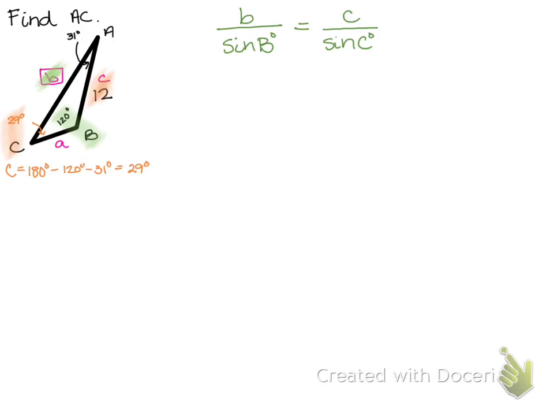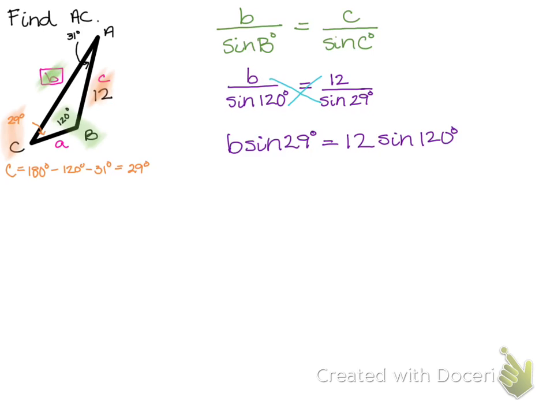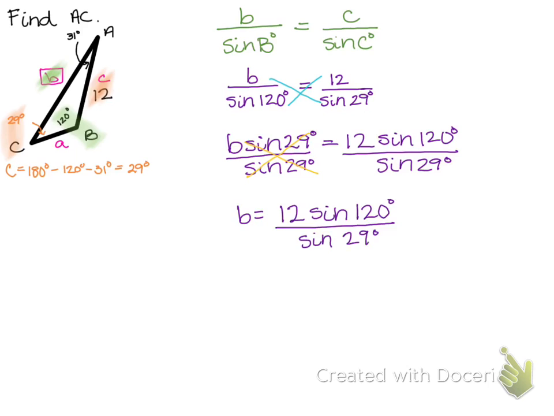Alright, so that's determining my formula. The next step is substitute and solve. So let's substitute what we know. Little b we don't know. Big B is 120. Little c is 12 and big C is 29. So we substitute our values in. Now we're going to cross multiply. So I get b sine 29 equals 12 sine 120. Alright, now it's time to get b by itself. Simply divide both sides by sine 29. So I get b equals 12 sine 120 over sine 29.